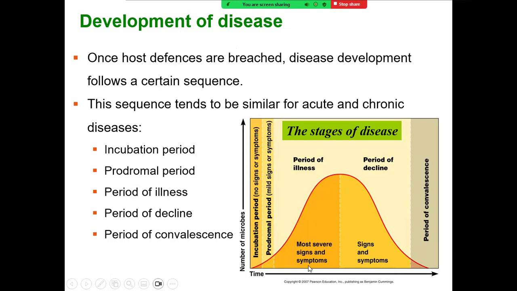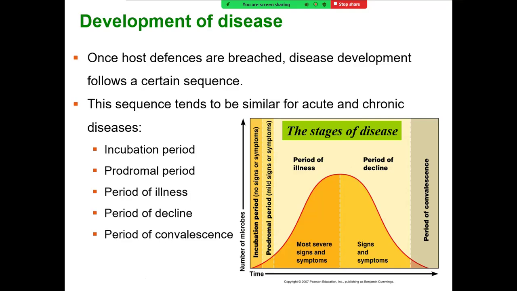After the period of illness, we have the period of decline, where the number of infective organisms starts to decline. It's also where the signs and symptoms start to get better. When a child has a fever, and then the fever breaks on its own, that will be when you enter the period of decline. When the fever breaks is when the period of decline begins. Any question about any of that?